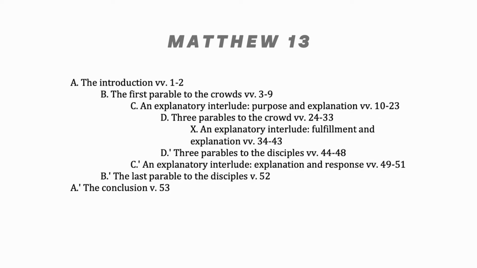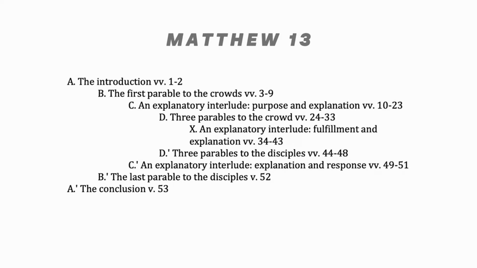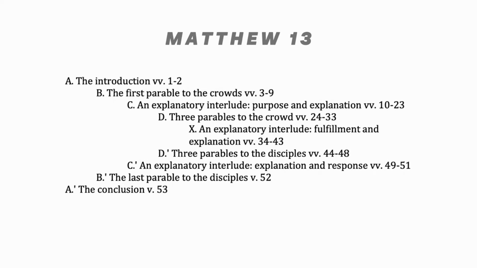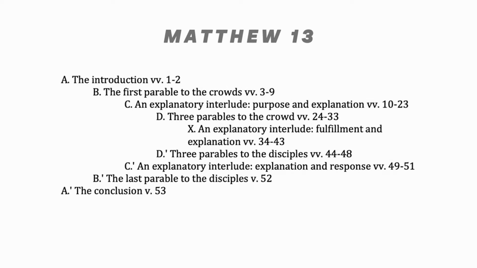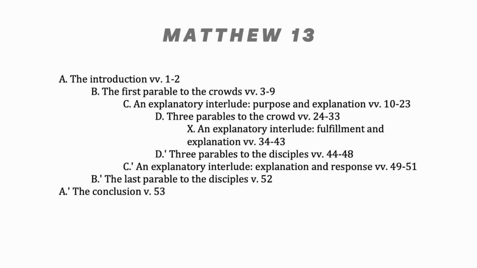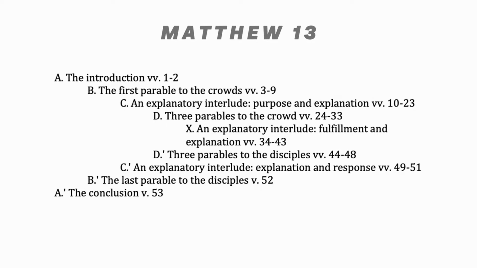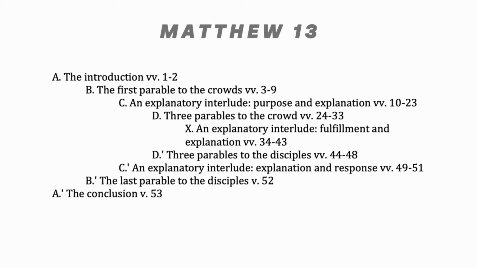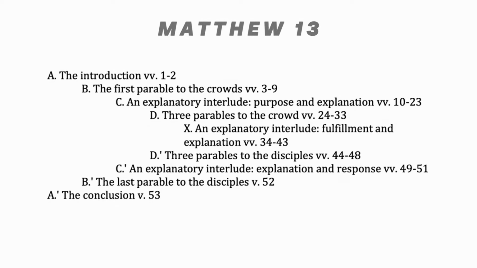So here we have a chiasm within a chiasm. We have the introduction, conclusion. B, we have the parable, the first parable to the crowds. B prime, the last parable to the disciples. C, an explanatory interlude. C prime, an explanatory interlude. D, 3 parables to the crowd. D prime, 3 parables to the disciples. And that puts at the center an explanatory interlude, fulfillment and explanation in verses 34 through 43. So a chiasm within a chiasm, the center within the center, is Matthew 13:34 through 43.